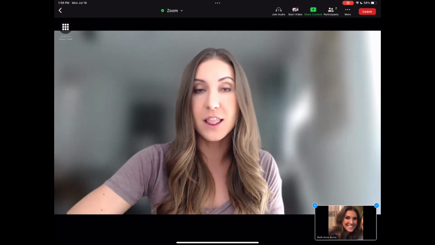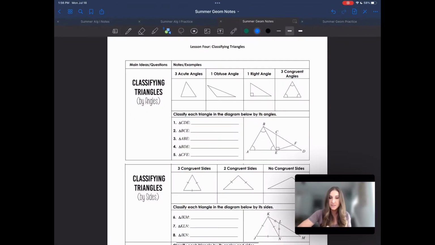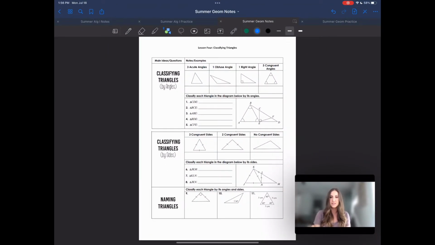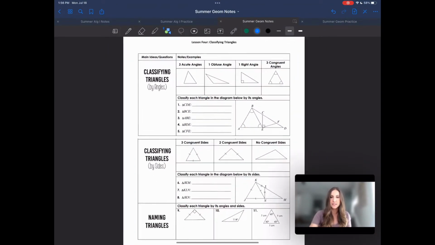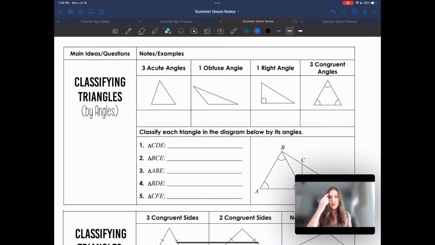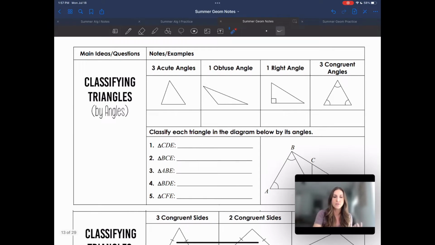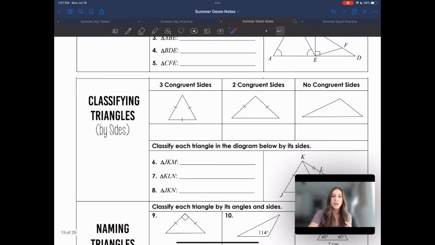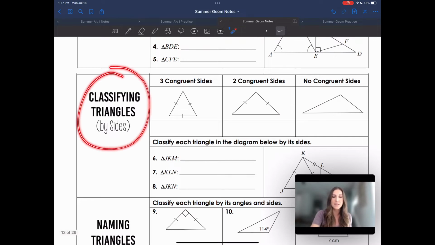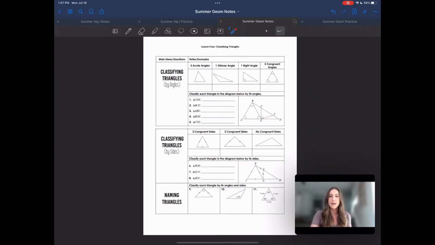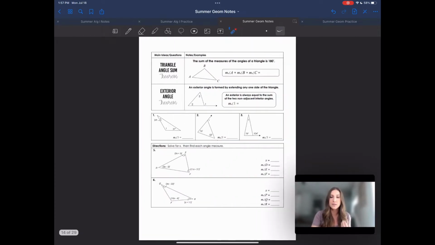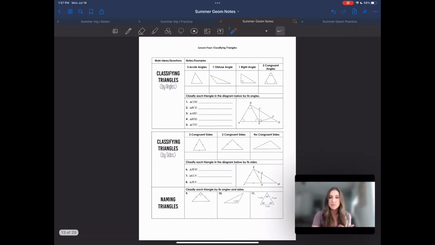We're going to continue our lesson today over classifying triangles. So let's take a look at our note sheet here and let's dive in. If you notice on the screen, we have two different ways of classifying triangles. We have classifying triangles based on its angle measurements, and we also have classifying triangles based on its side lengths. We're going to look at the two different ways, and then on the other side of this, we'll look at actually solving some triangle types of problems.